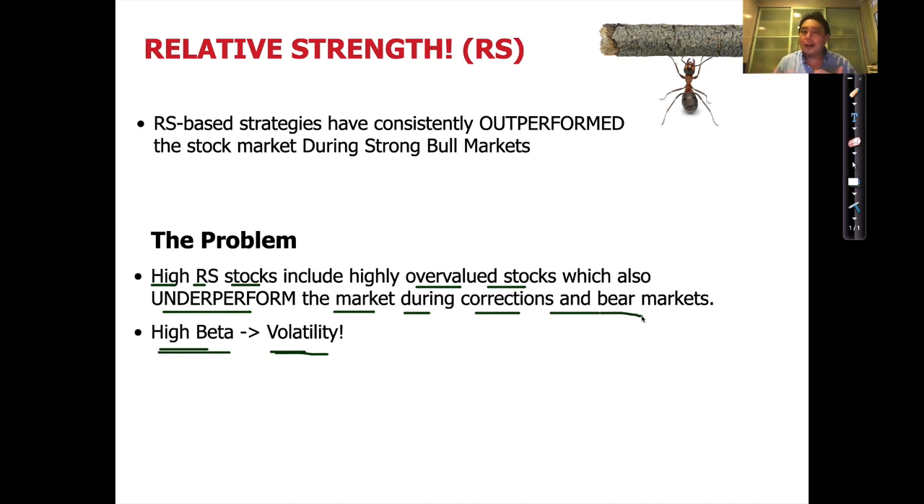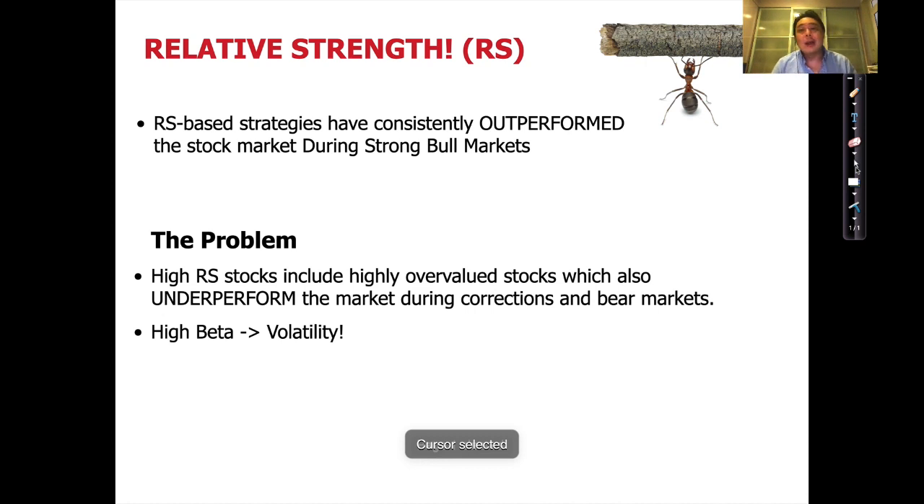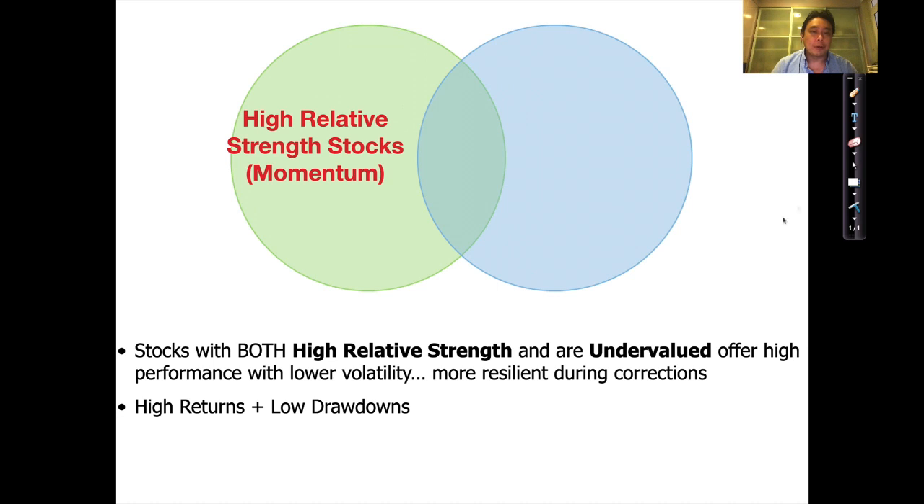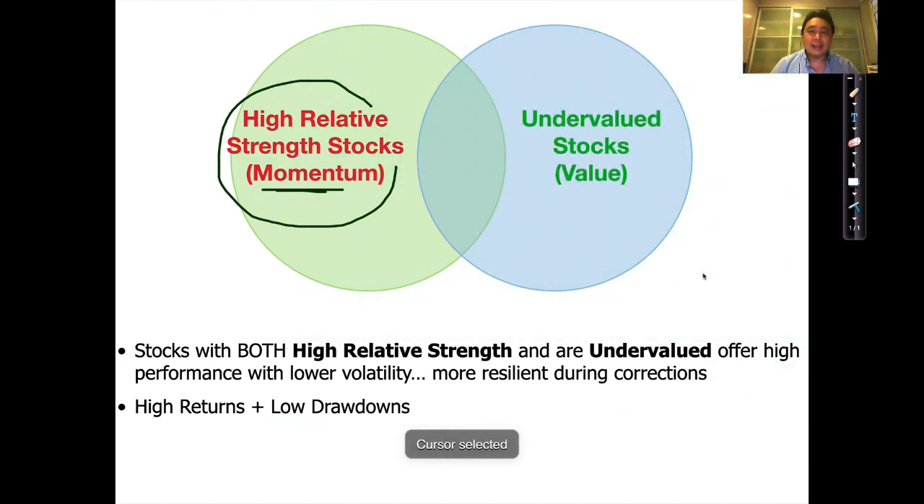So what could I do to make sure that I choose only high RS stocks that are resilient during a pullback or corrections? This is what I discovered, and this is one of the things that I teach my students in the professional stock trading course at Piranha Profits. Here it goes. In the past, I only looked at high relative strength because this gives me high momentum. But today, I don't just look at this. I also look for stocks that at the same time are undervalued.